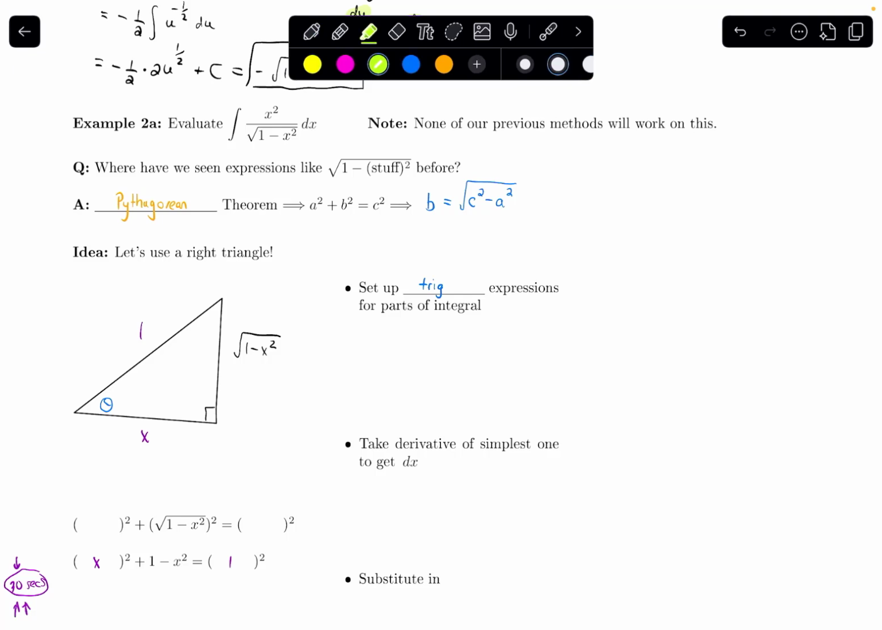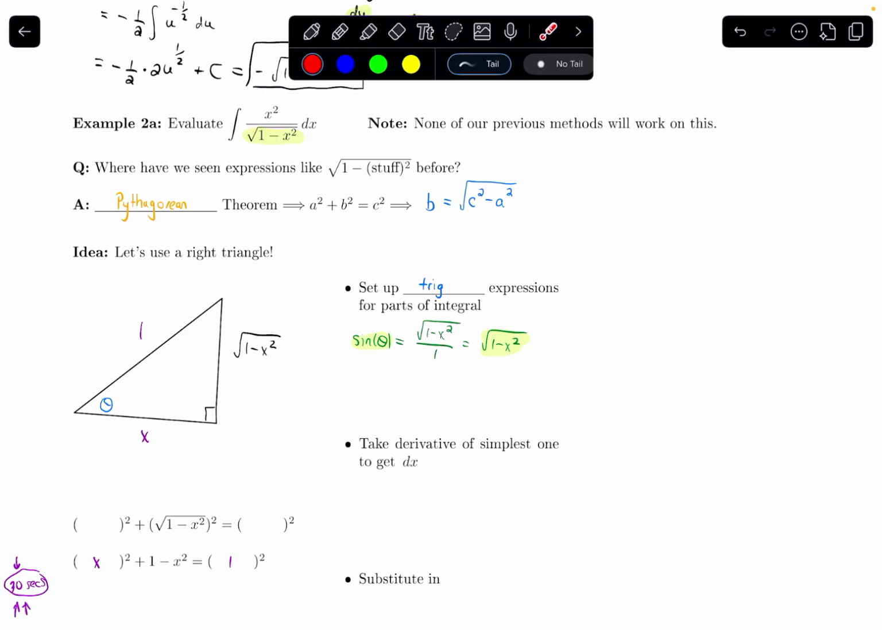So on the denominator, for example, I see this square root of 1 minus x squared. And in my triangle, I see a square root of 1 minus x squared over here. So that's the opposite side. So for example, if I do sine of theta, sine is the opposite over hypotenuse. So square root of 1 minus x squared all over 1, which is just the square root of 1 minus x squared. Okay, so I'm going to highlight that in green. That square root is just sine of theta, which means I'm going to be able to replace that denominator with sine of theta.